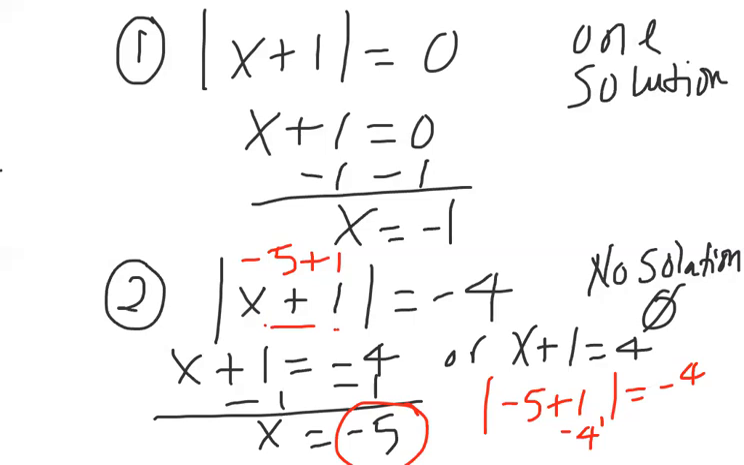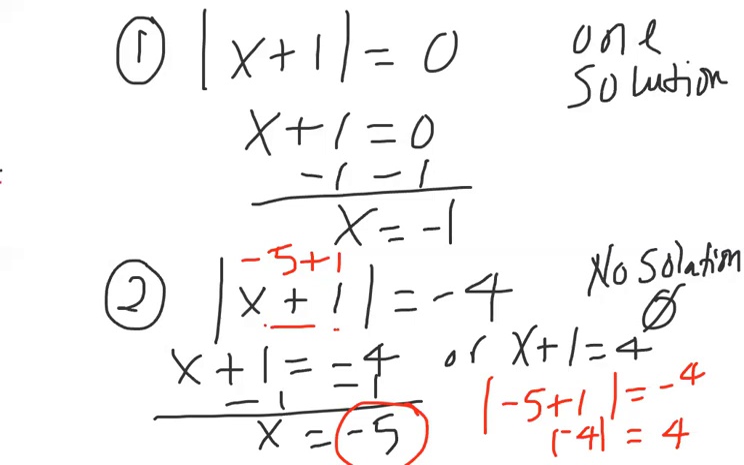Guys, what's the absolute value of negative 4 again? Positive 4. Is positive 4 equal to negative 4? I don't think so. So that doesn't work. And if you do it with the other one, x plus 1 equals 4, that would give you 3. 3 plus 1 is 4, but is 4 equal to negative 4? Absolutely not. So these are the two exceptions you need to pay careful attention to.